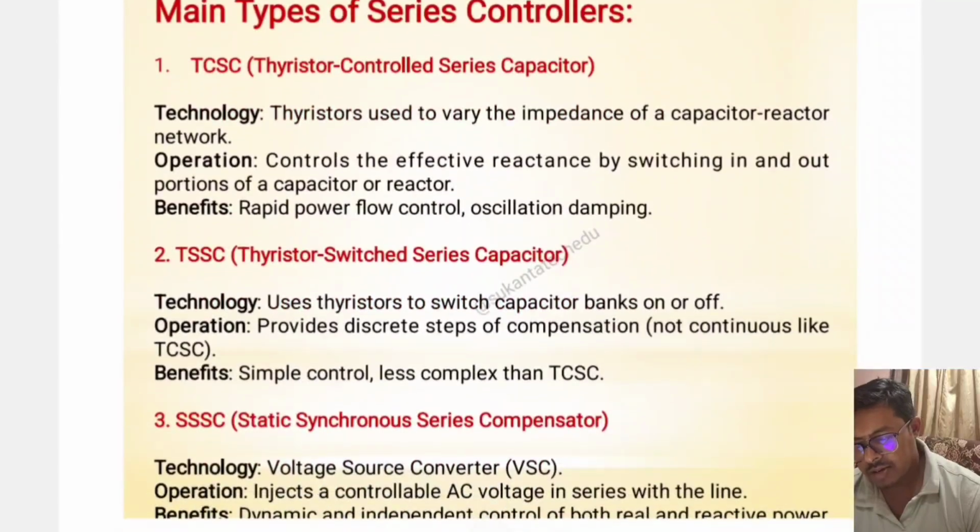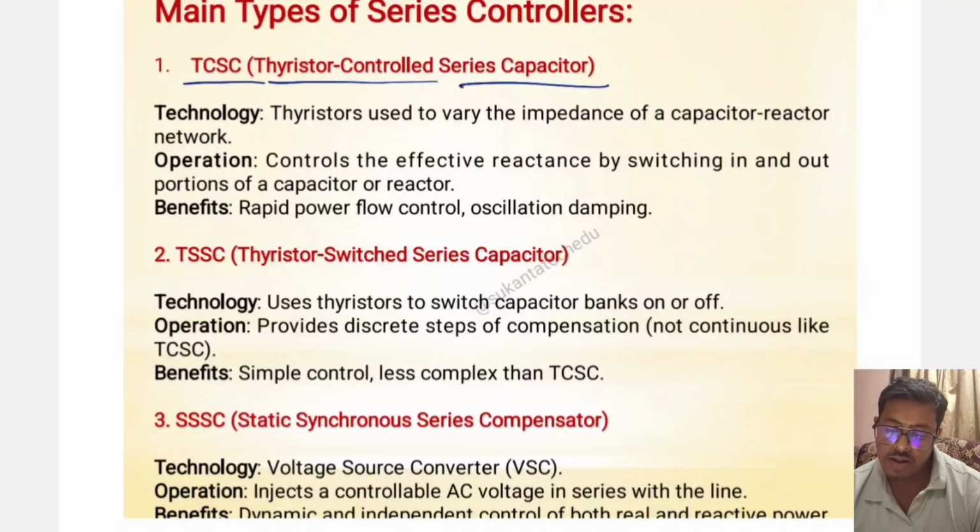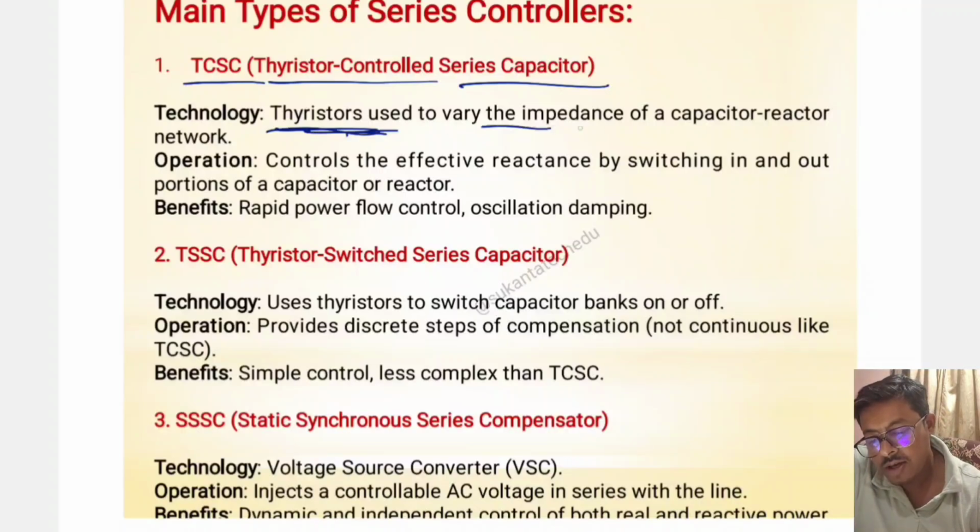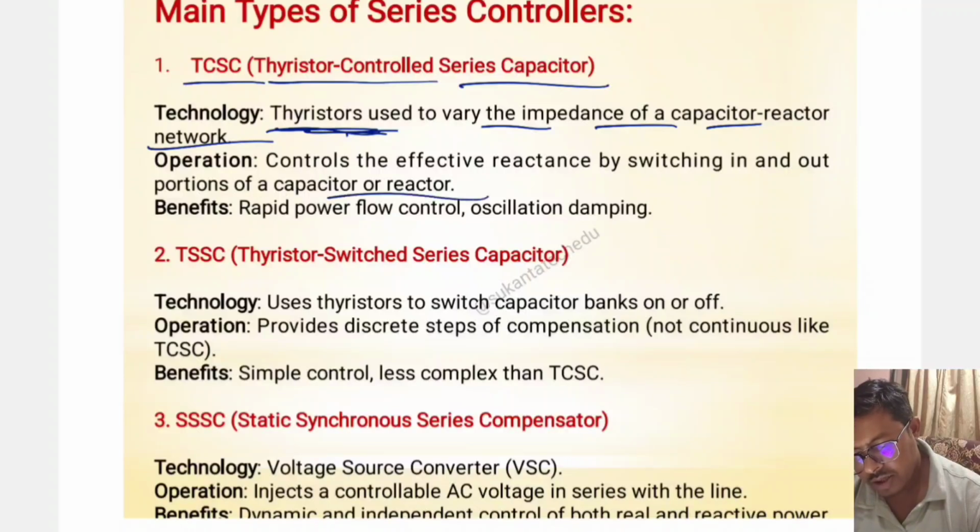Now, what are the main types? The first series controller is TCSC, the thyristor controlled series capacitor. It uses thyristors to vary the impedance in the capacitor reactor network. In operation, it controls the effective reactance by switching in and out a portion of the capacitor or reactor. The benefits are rapid power flow control and oscillation damping.